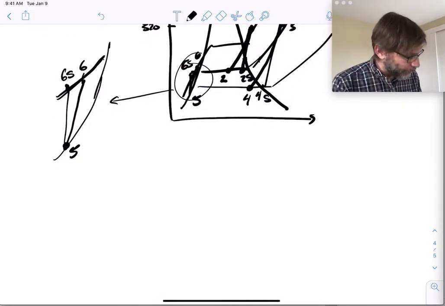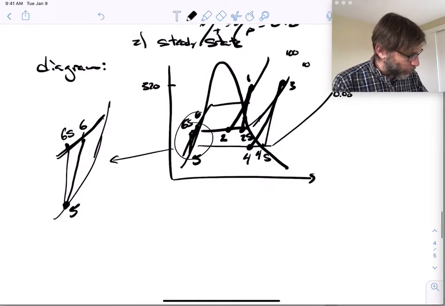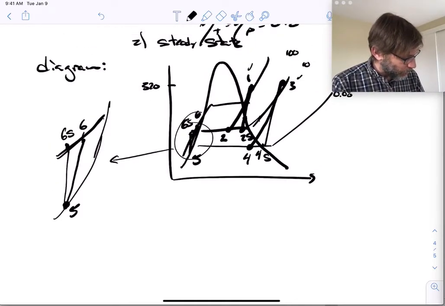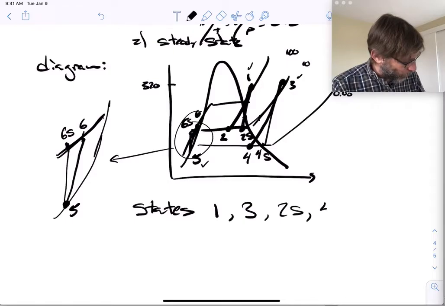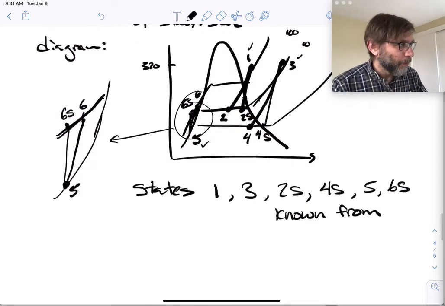So if we think about what we need to do, we already checked these states. States 1, 3, 2s, and 4s, as well as 5 and 6s, are known from the previous example.